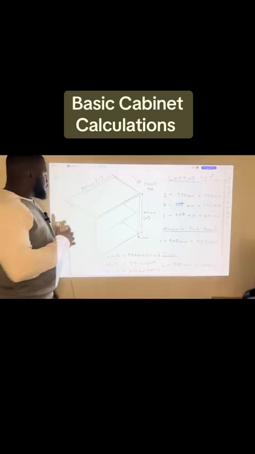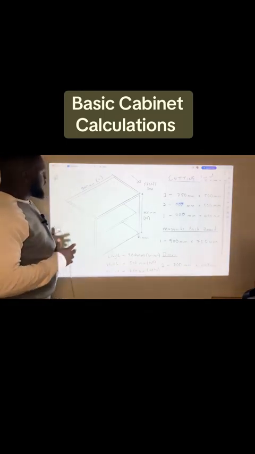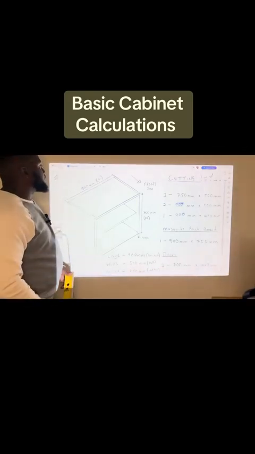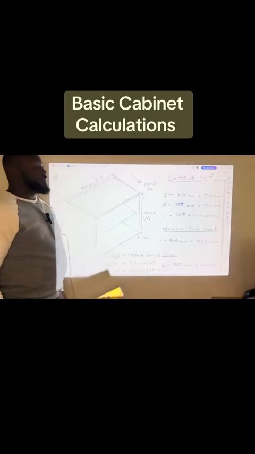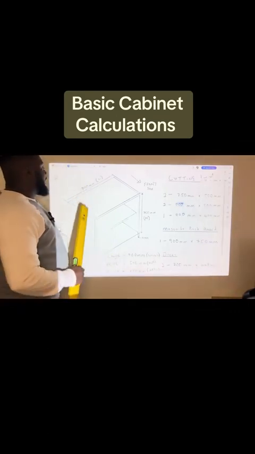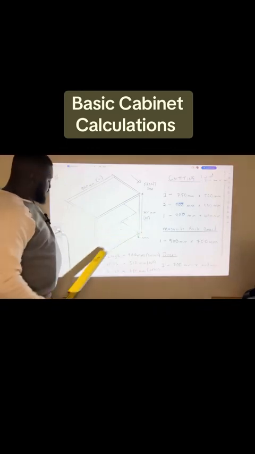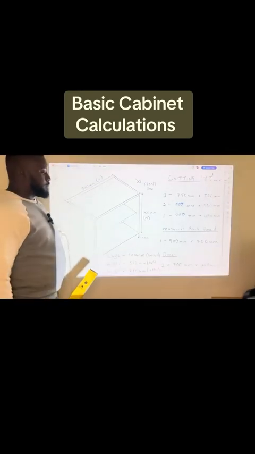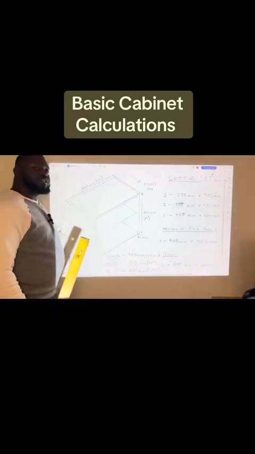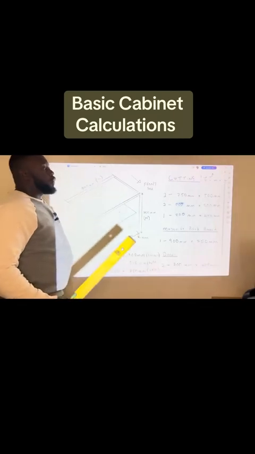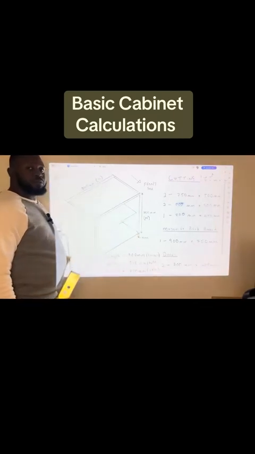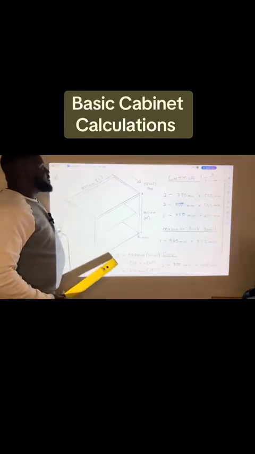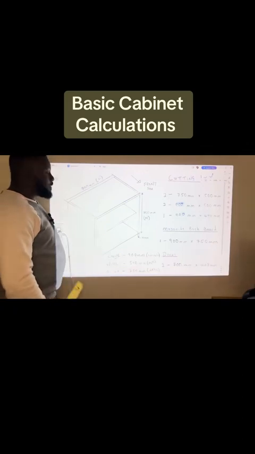All right. So for me, I've just put some measurements just for educational purposes. So let's say we want to make a cabinet that is 900 by 750 by 500. How do we go about it? So in carpentry, most of the time we make sure we use a mathematical approach.